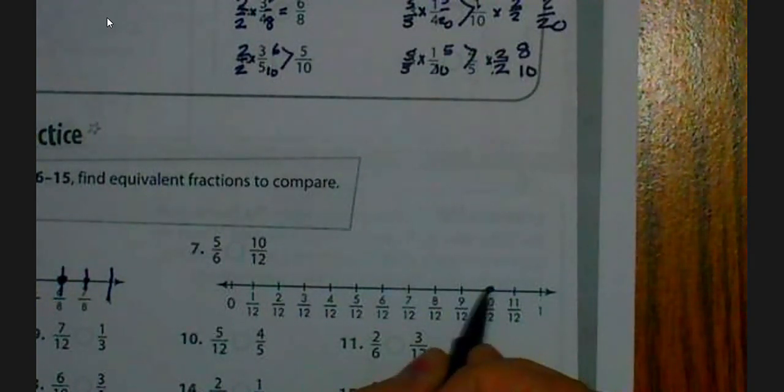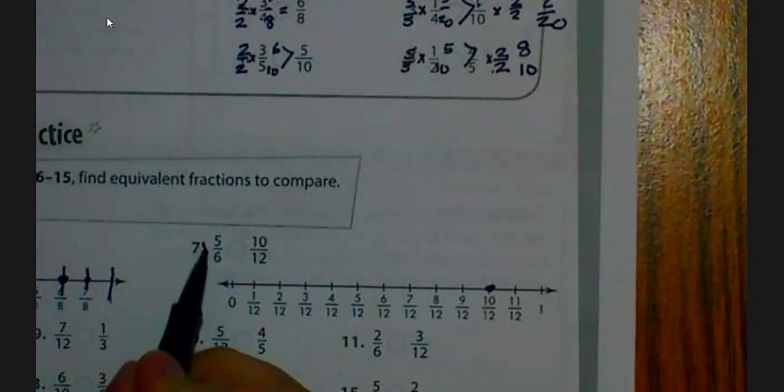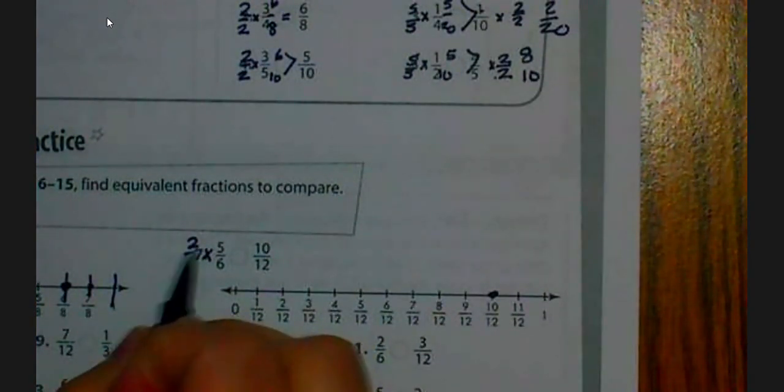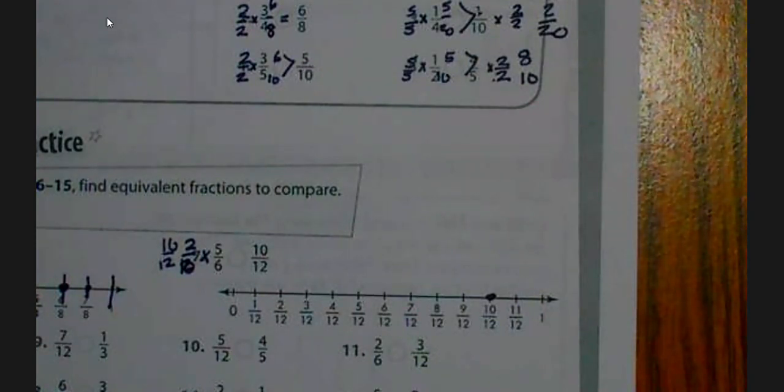5/6, 10/12. How many 6s does it take to make 12? You're right, it's 2. And then I get 10/12. 10/12 is greater than, less than, or equal to 10/12? You're right, they're equal.